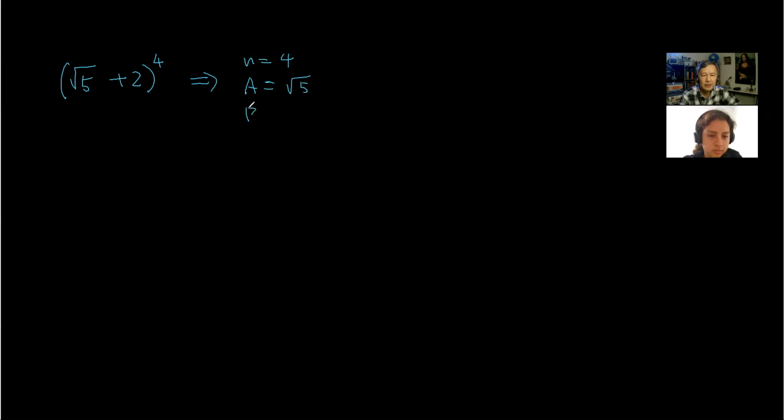So the question is square root of 5 plus 2, to the power of 4. Oh, simple, just by substitution. What is A? What is B? A is square root of 5, and n is equal to 4. A equal to whatever, it doesn't matter which is which; for B, we just follow the order.